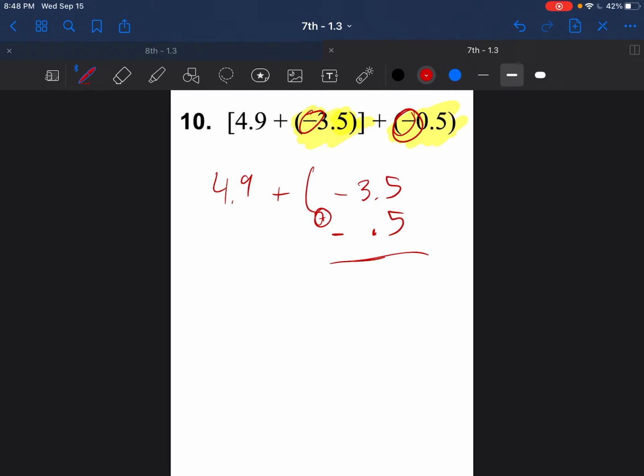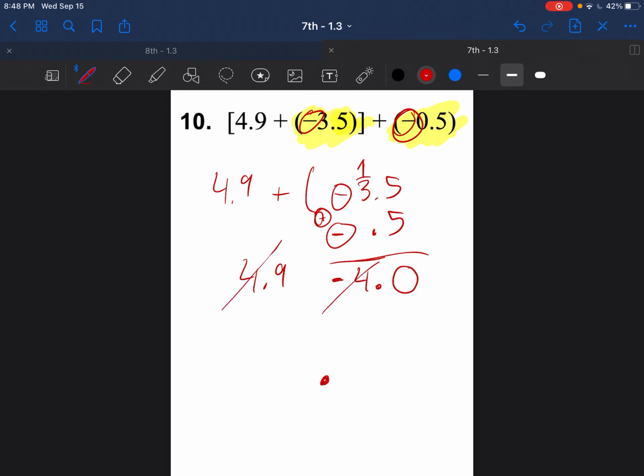So 5 plus 5 is 10. Carry the 1. 3 plus 1 is 4. They're both negative, right? Which means that makes that a negative 4. So you now have 4.9 minus 4. Well, if we subtract our whole numbers, what's left over? The answer is just 0.9. Alright, cool. Let's do the next one.